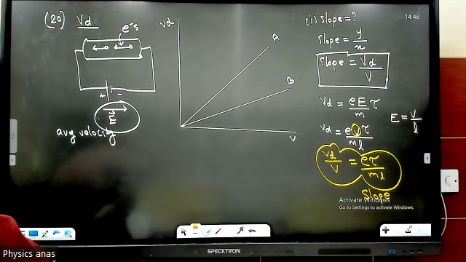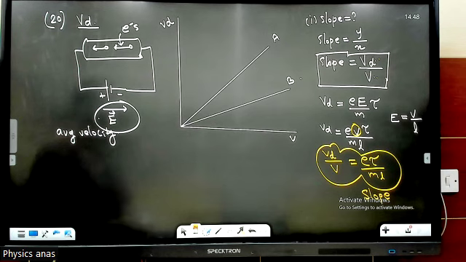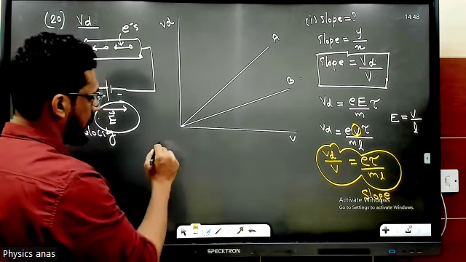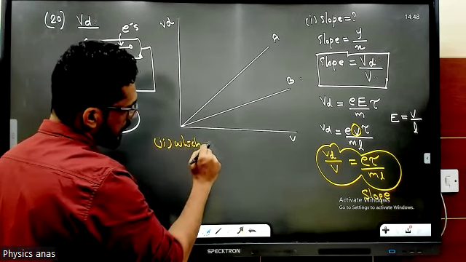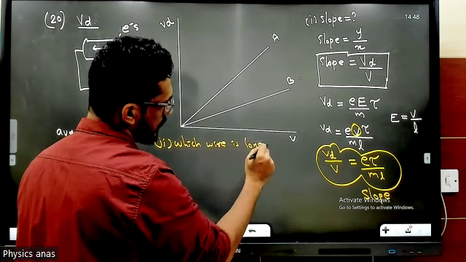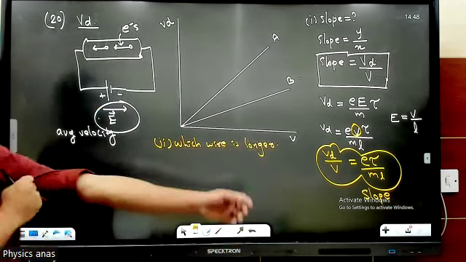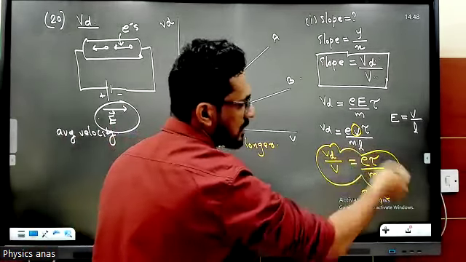Okay, then that was the first question. And now the second one. Which one of the two wires is longer? Which wire is longer? Can you see any relation between slope and length?